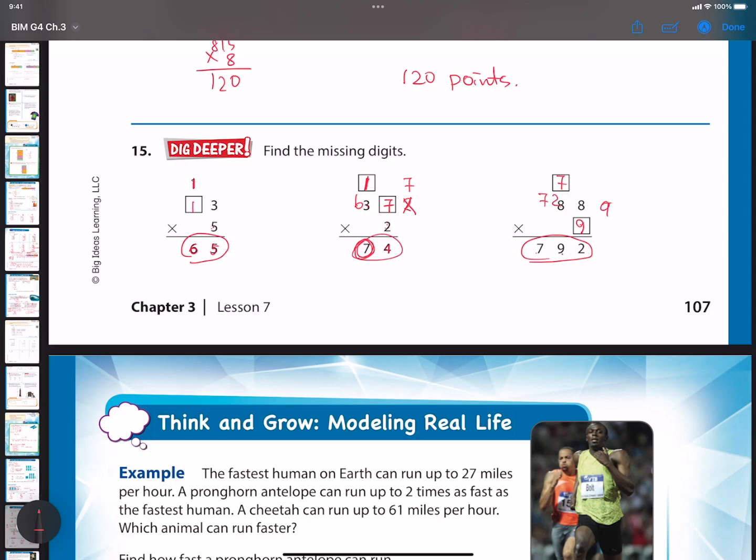So don't be scared. Just apply and check. Okay, that's all you need to do. All right, let's move on.